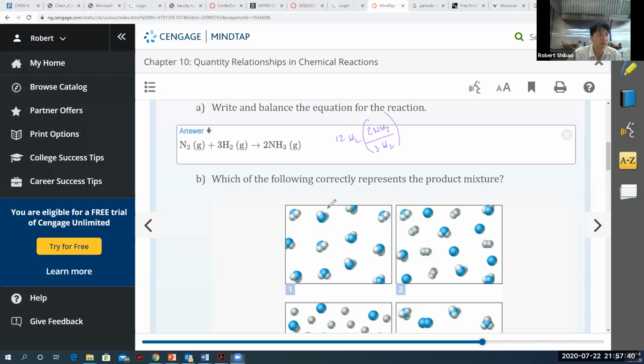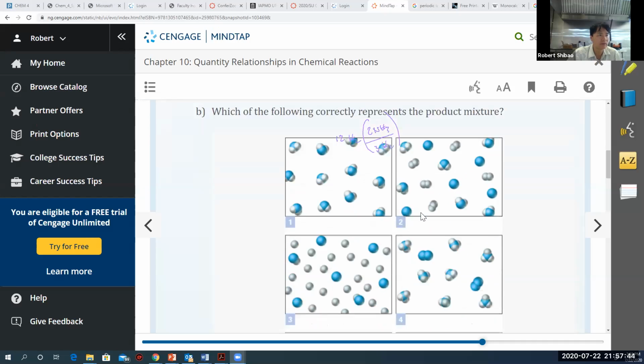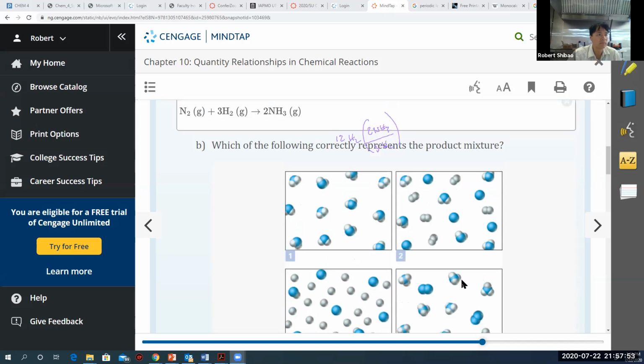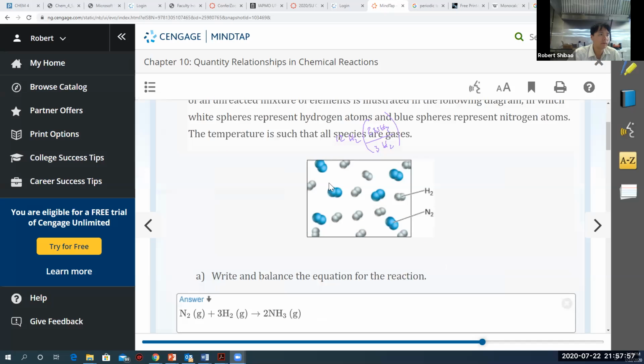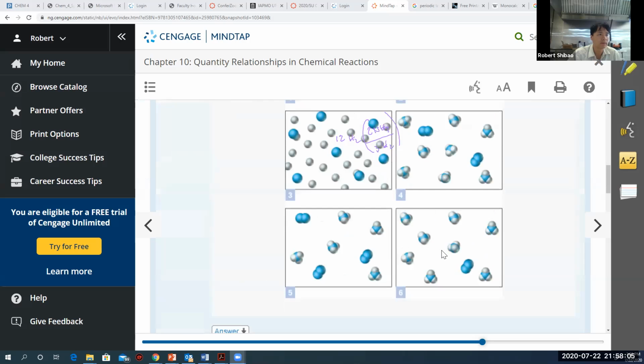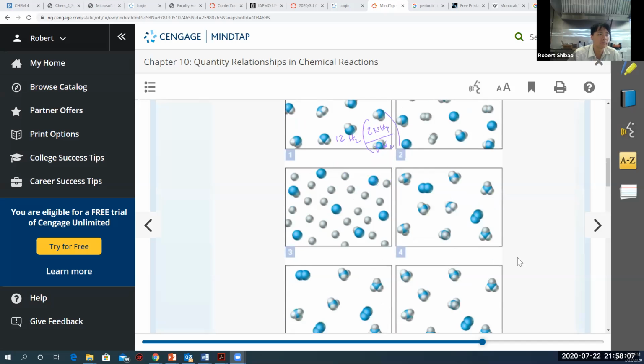Which of these formed 8 ammonias? 1, 2, 3, 4, 5, 6, 7, 8. This one did. Okay, and then we'll have, 2, 4, 6, 8, and then we'll have 2 nitrogens left over. Yeah, and so it's got to be this one here. We're going to have 2 nitrogens left over.